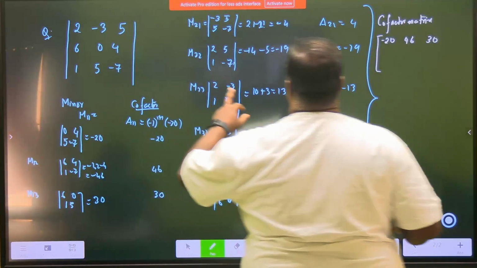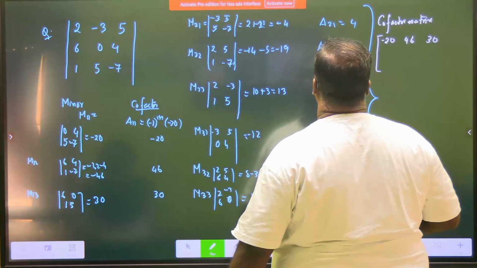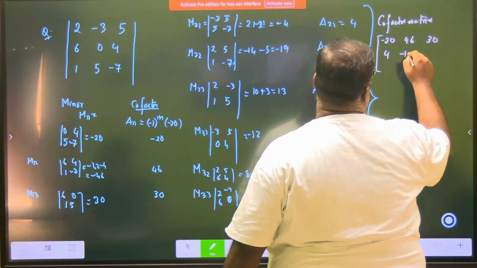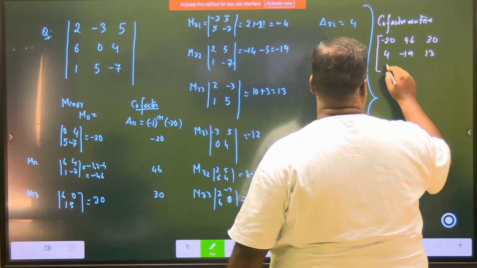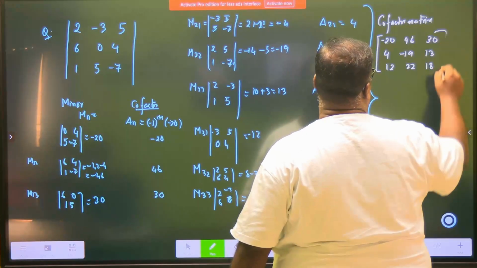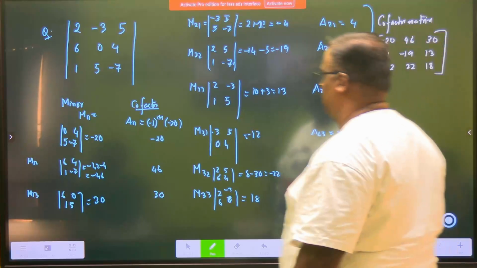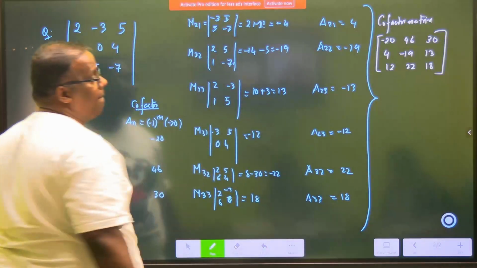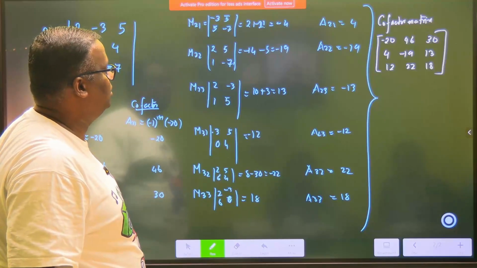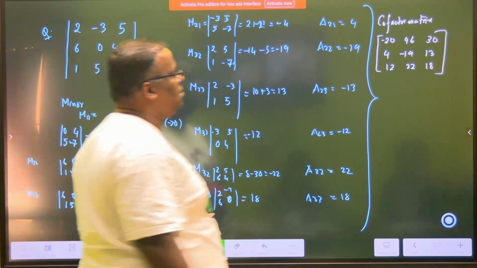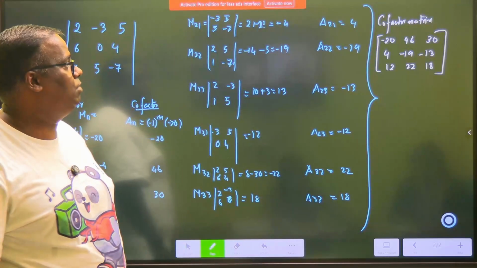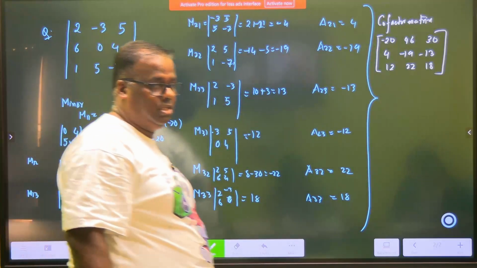This is done. Then we get 4, minus 19, minus 13, then 12, 22, 18. Check this. This is the cofactor matrix. Minus 30? Which one? After minus 20, minus 19, minus 13. Yes, this is minus 13. All fine. This is called the cofactor matrix.